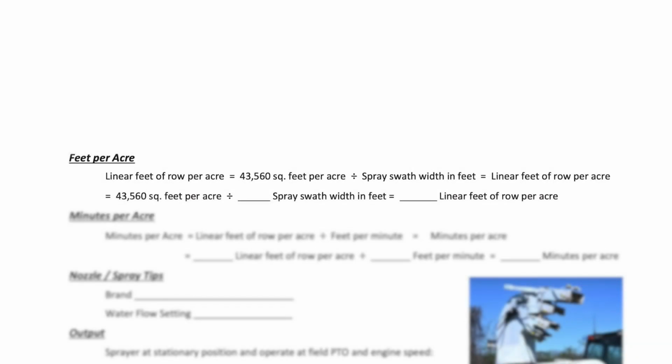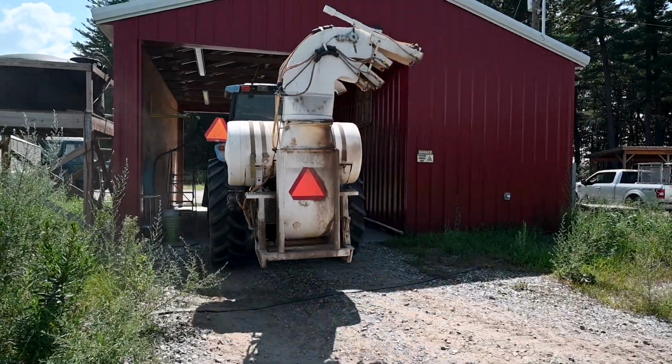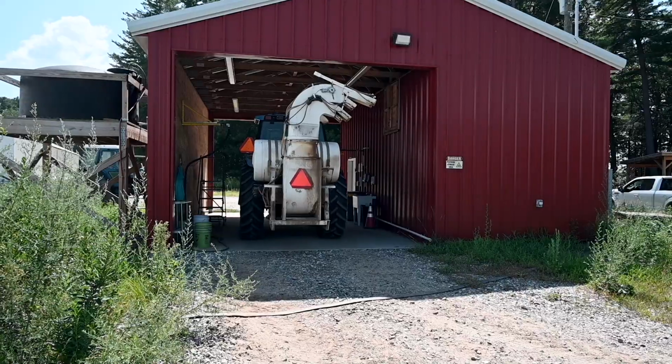We know that there are 43,560 square feet in an acre. By dividing that number by the 25 feet of width in each row, we find that there is 1,742 linear feet per acre. Now, we'll divide the linear foot measurement of 1,742 by the speed at which our equipment has been measured to travel, which is 334.4 feet per minute, and we find that it takes 5.21 minutes to cover each acre. Now we know how long it will take to completely apply product to the coverage area.